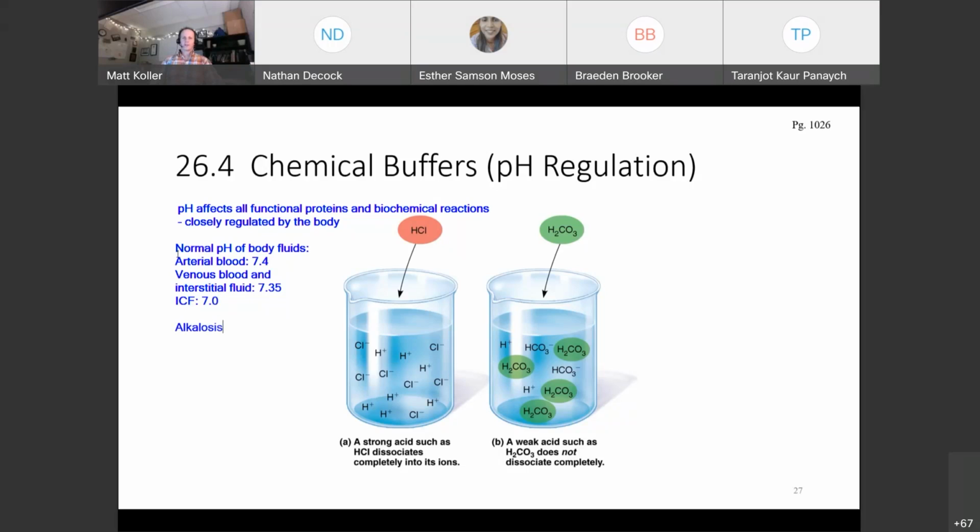Alkalosis, right? So if you're very basic, arterial pH is greater than 7.45, and acidosis, so if you're acidic, arterial pH is less than 7.35. So it's a very narrow range within your body.